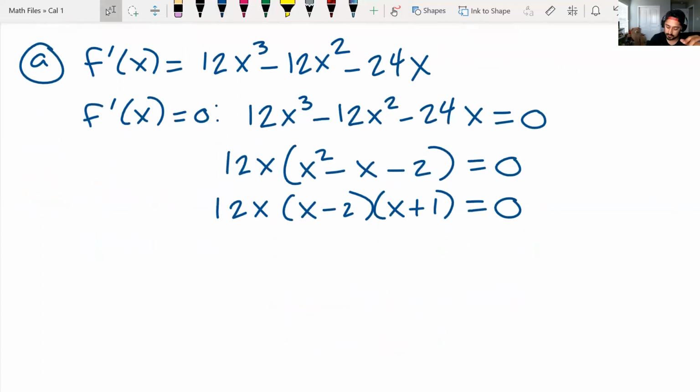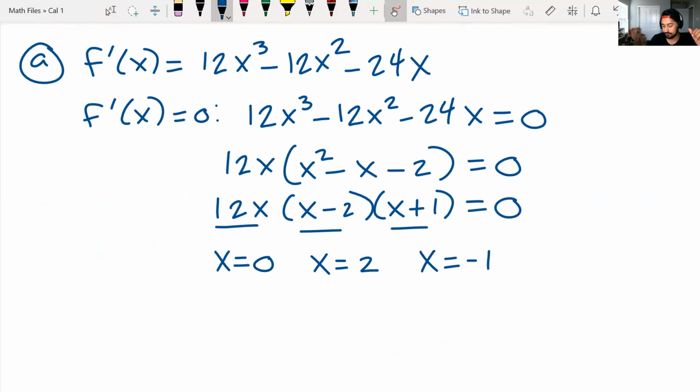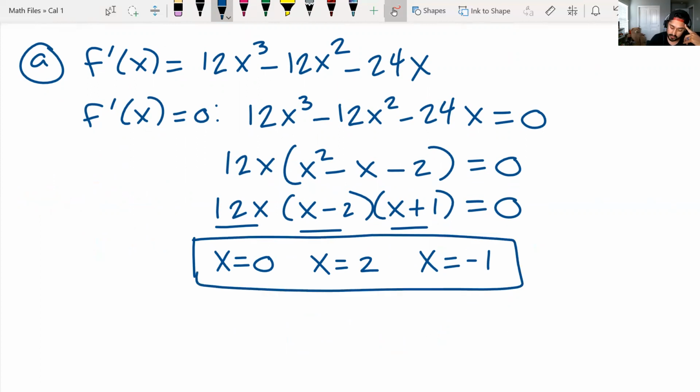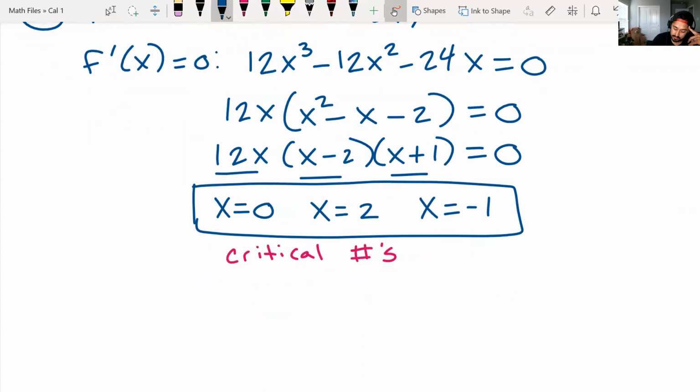X squared, 1x, negative 2, good. Then set all three equal to 0, and we'll get x equals 0, x equals 2, x equals negative 1. All of these are my critical numbers. Okay, not bad.